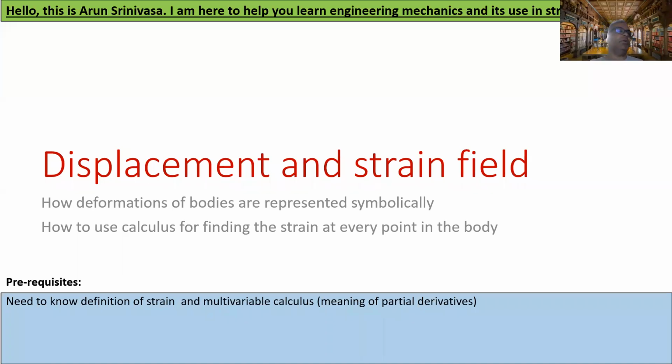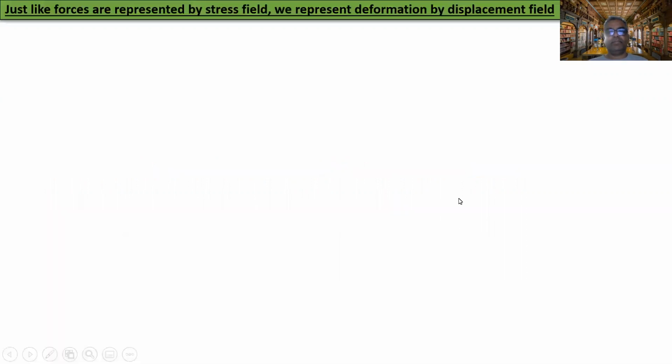Now we are going to talk about how to get from displacements to strains. Okay, so let's get to it. Just like forces are represented by stress field, we represent deformation by displacement field. Three functions representing the magnitude and direction of displacement of each point.